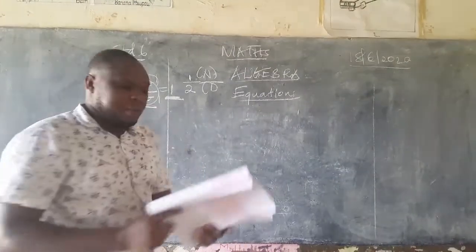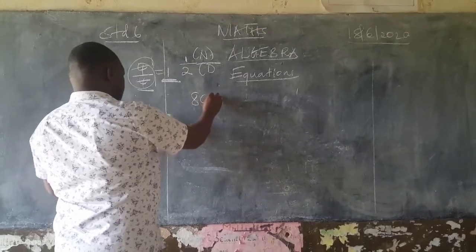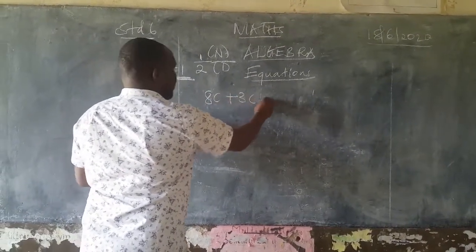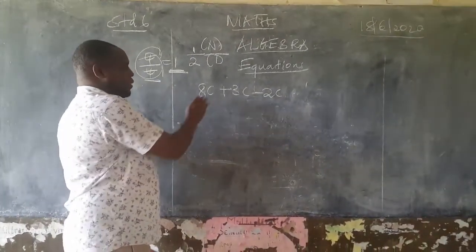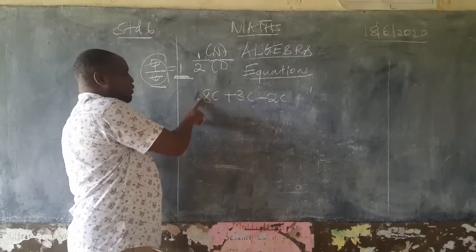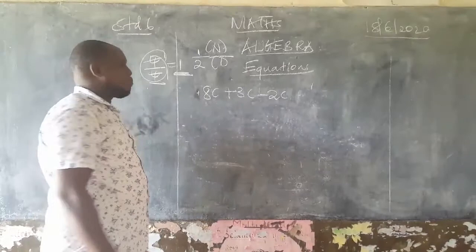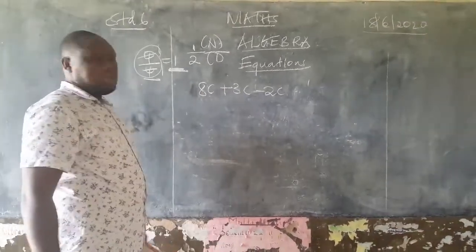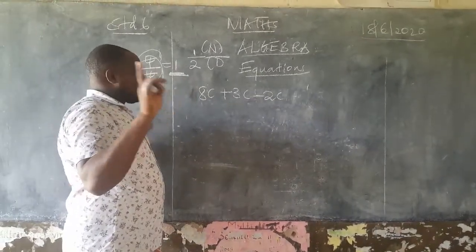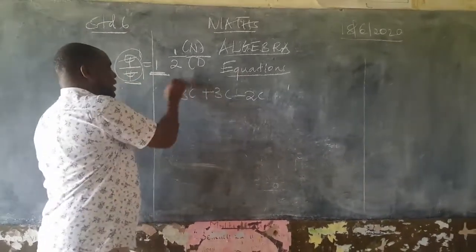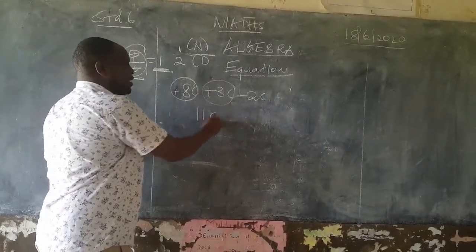Our next example will be 8c plus 3c minus 2c. We want to simplify that. You realize that I told you if a number is written at the beginning, that number has a positive sign, so we don't write the plus. So we are talking about grouping like terms together. This one has an addition, this also has an addition, so we put them together. 8 plus 3, you get 11c.